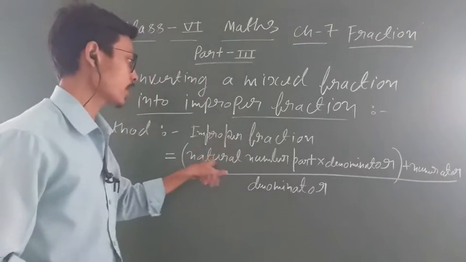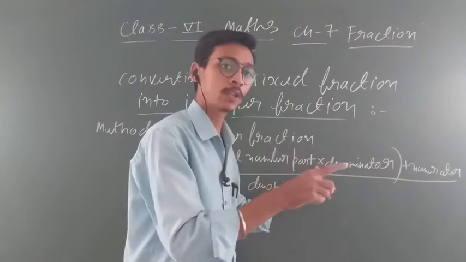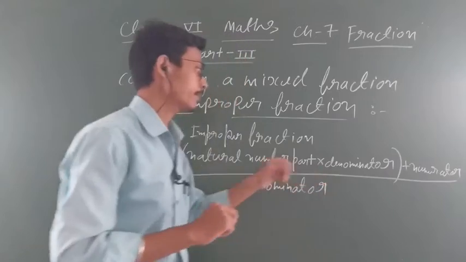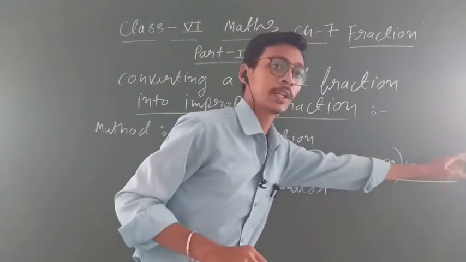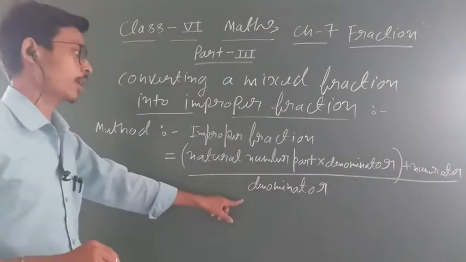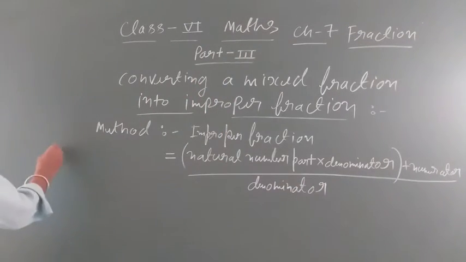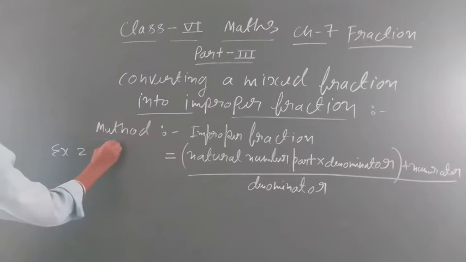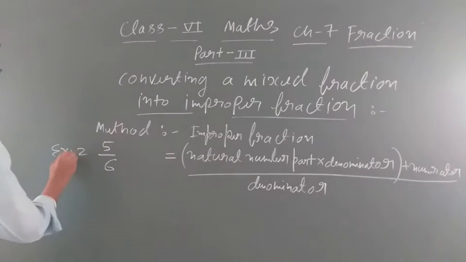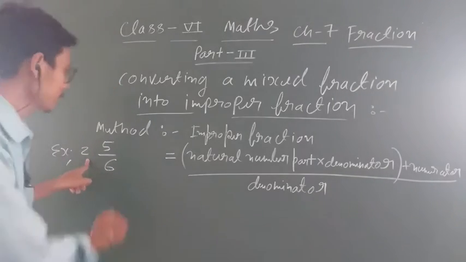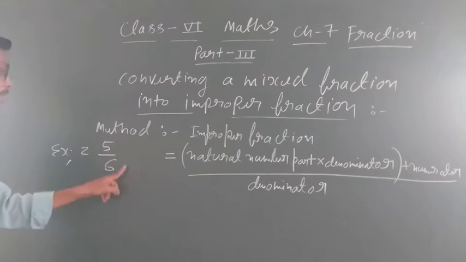So see, natural number part into what? Denominator plus numerator upon denominator. Now I am going to take an example, like 2 whole 5 upon 6. It is a simple example, and with its help I will explain. You know that this is what, student? This is the natural number. This is the numerator, this is the denominator.